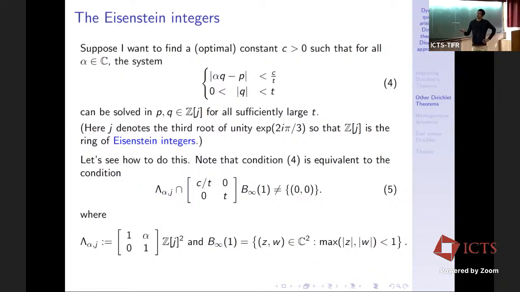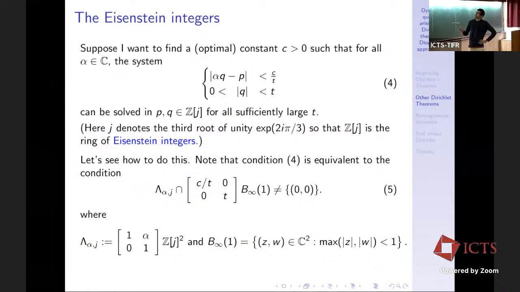Let's say we want to prove a Dirichlet theorem for the Eisenstein integers. The setting has changed a little, I hope you'll excuse me. Now I'm looking at complex numbers, so alpha is a complex number now. And I want to see if there's a constant C, like maybe the one in Dirichlet's theorem, such that I can solve this system, alpha q minus p, absolute value less than C over T. The absolute value over here is the modulus, the complex absolute value.